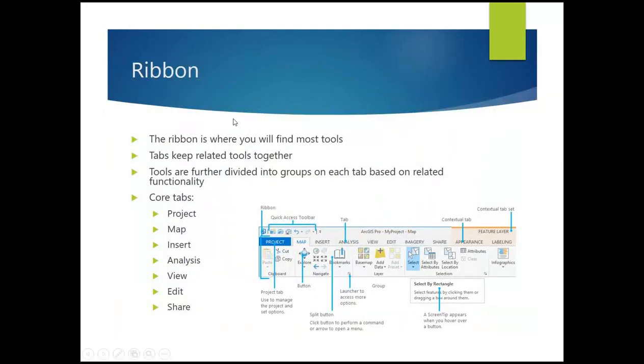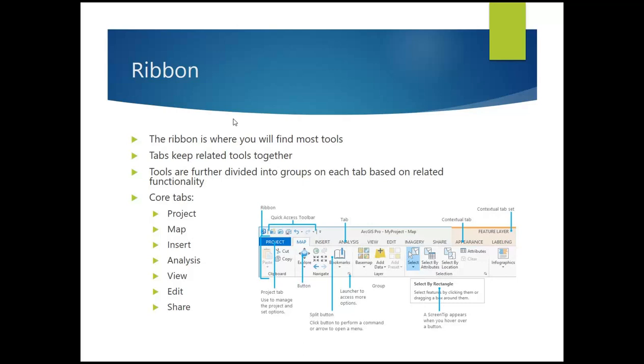The ribbon is where you will find most of your tools, and it keeps the tabs and related tools together. Tools are then further divided into groups on each tab based on the related functionality. This ribbon is contextual, meaning if you click on something such as a feature layer in your table of contents, additional tools will become available in the ribbon for editing your feature layer, such as the appearance of the feature layer or the labeling for the feature layer.